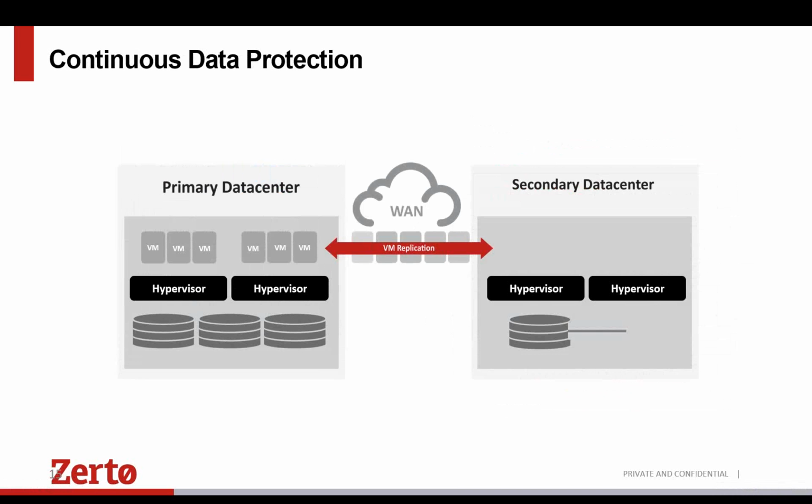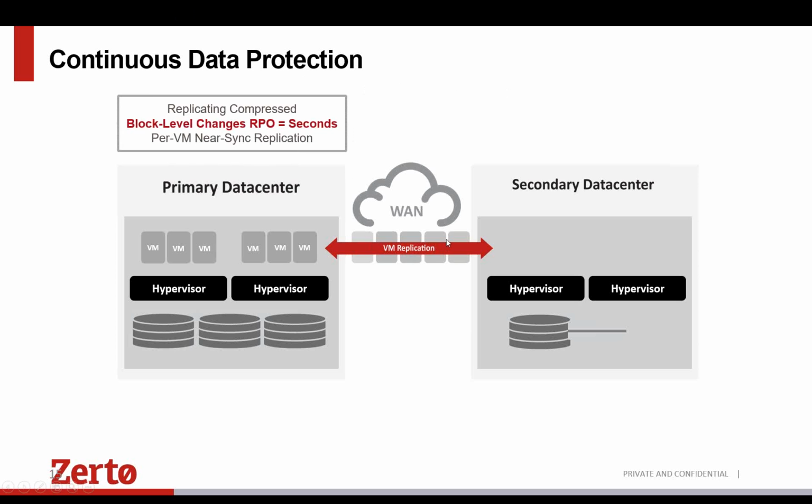Once you've created that protection group and we've established this real-time replication and virtual awareness, then Zerto is replicating the changes as they are occurring, and it's replicating block level changes near synchronously on a per VM and protection group basis, delivering a recovery point objective of just seconds. We have the built-in compression of those changes, so the replication traffic is always compressed.